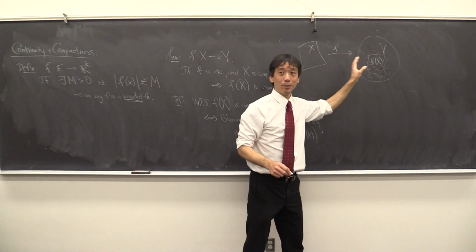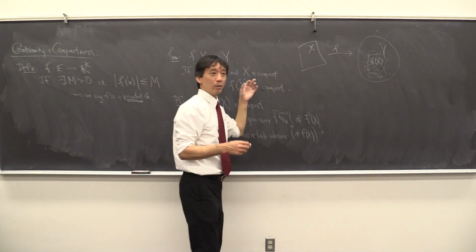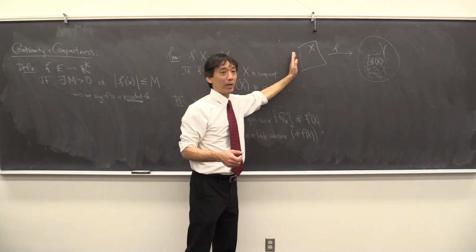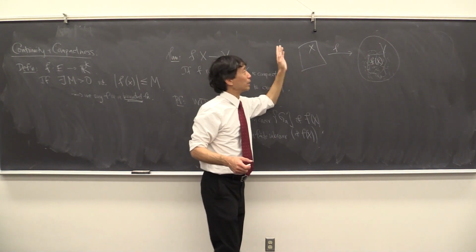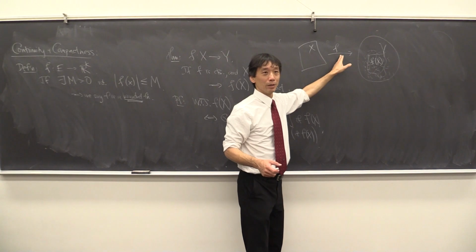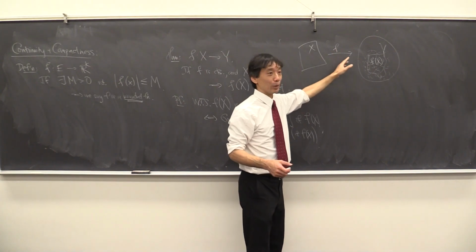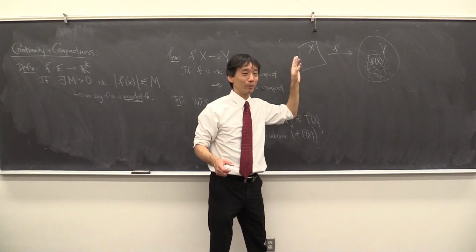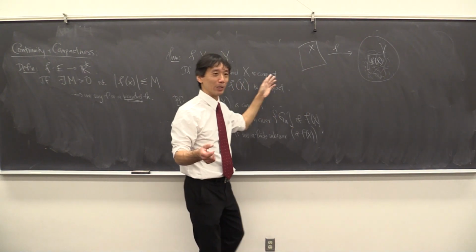So the pieces are, we've got compactness of x, we've got a continuous function. So what are we going to do? Write down something. Everybody write down something. What are we going to do?